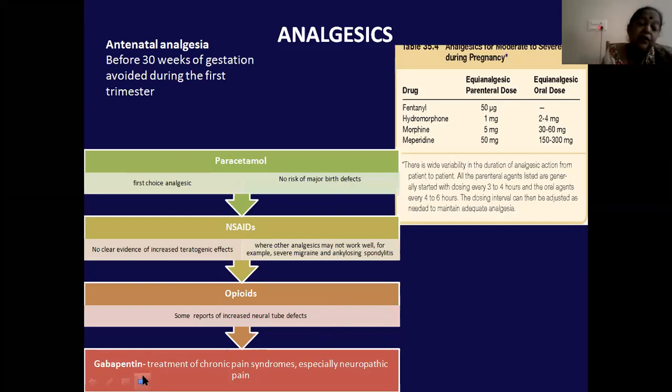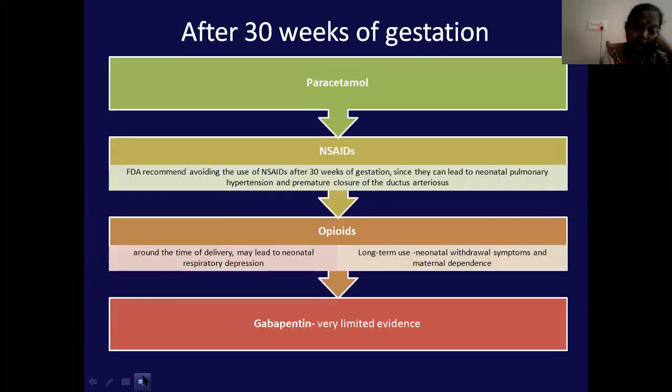And secondly, usually many of us prefer to give local analgesic ointments rather than giving orally. After 30 weeks of gestation, again paracetamol and non-steroidal anti-inflammatory drugs are avoided. After 30 weeks, it can lead to neonatal pulmonary hypertension and premature closure of ductus arteriosus. So you should avoid non-steroidal anti-inflammatory drugs after 30 weeks of gestation.